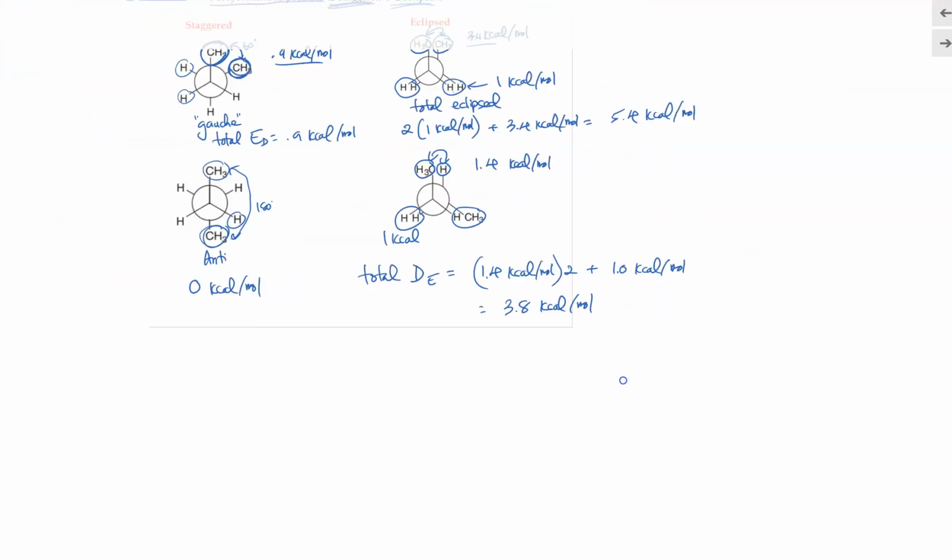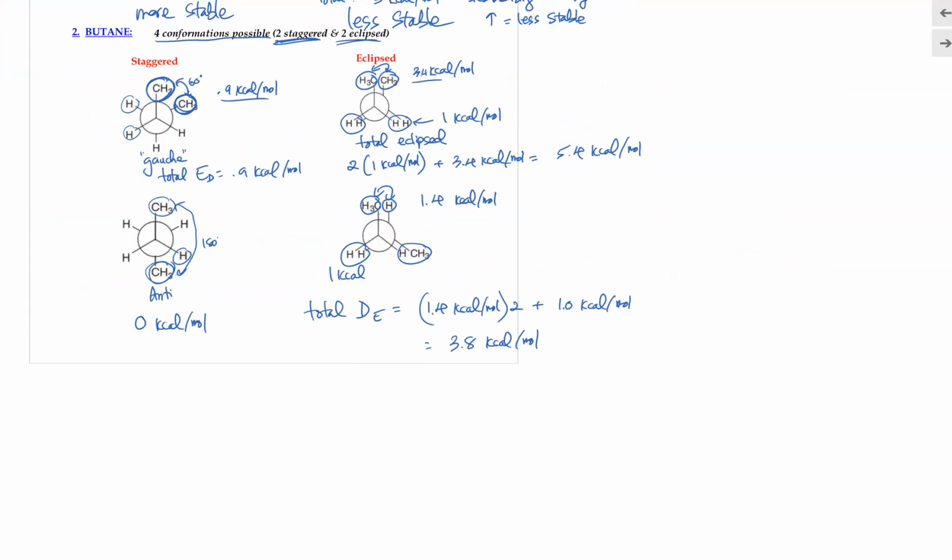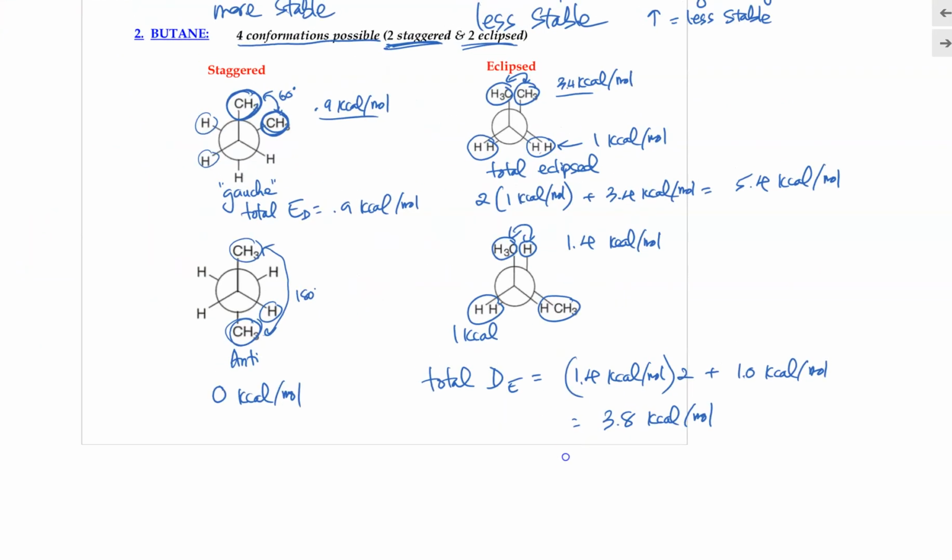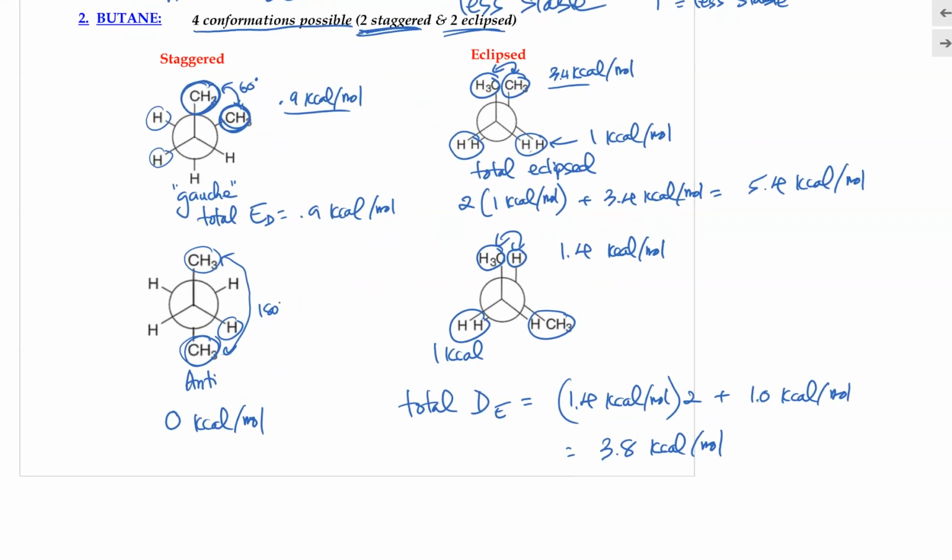So these are basically the relative destabilizing energies of the 4 different conformations that are seen in butane. And we will then see that the anti conformation is the most stable one, followed by the gauche conformation. And the total eclipse has the highest destabilizing energy right here.